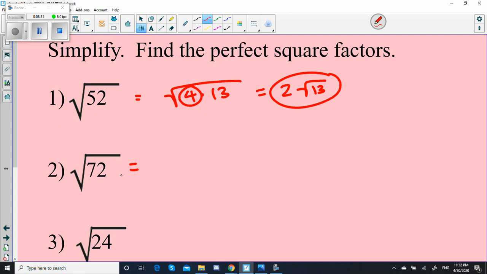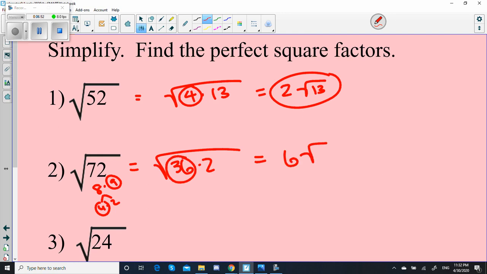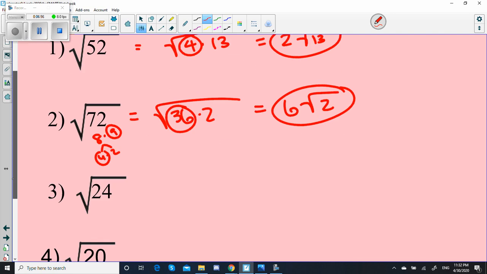So here, 8 times 9 is what I'm thinking. But 8 times 9, that one, 9, is perfect. But isn't 8 also 4 times 2? So 9 times 4 is 36. Let's see, 72 divided by 36 is 2. So I'm going to use 36 times 2. If I take the square root of 36, that is 6, and the 2 stays under. So 6 radical 2 is the answer.